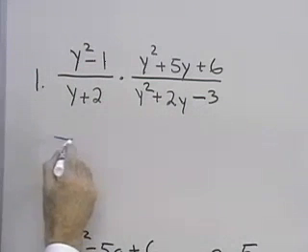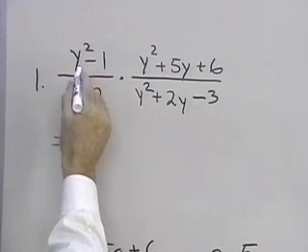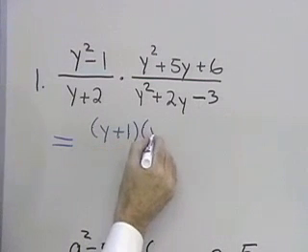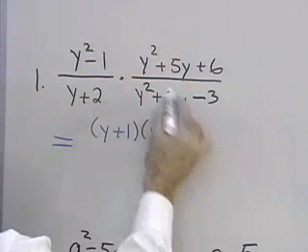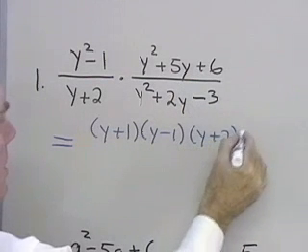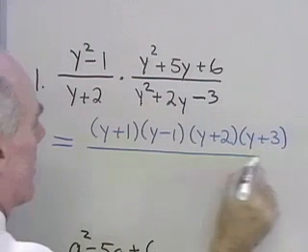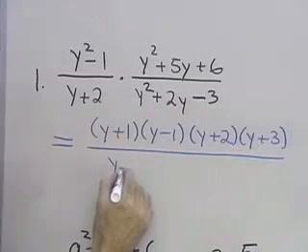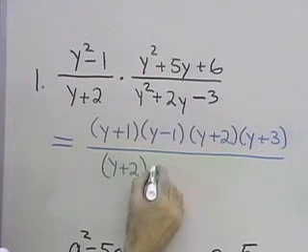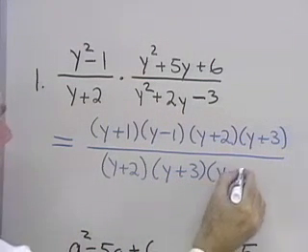So what I think I'll do is do that multiplication and factoring at the same time. Y squared minus 1 factors into y plus 1, y minus 1. Y squared plus 5y plus 6 factors into y plus 2 times y plus 3. And in the denominator, I have y plus 2 times y squared plus 2y minus 3, which factors into y plus 3 times y minus 1.